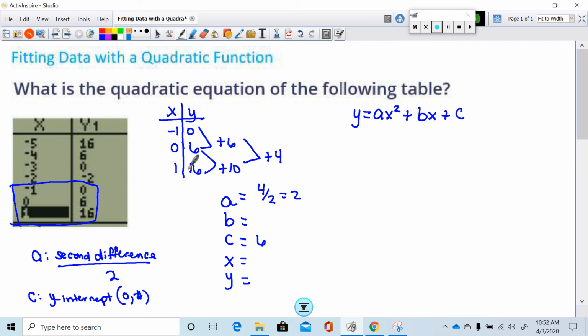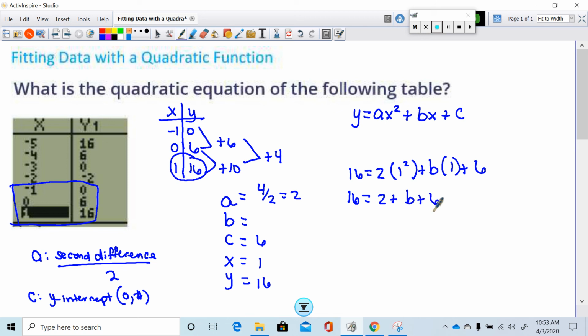Now for x and y, you choose any point. Don't choose the y-intercept because you've already used that. I'm just going to choose the one with positive numbers, 1 and 16. So now you have everything except b, but we can do that algebraically. I'm going to plug all of my information into the standard form of the quadratic function. So y is 16 equals, a was 2, x is 1, I square it, plus b, which we don't know, times x is 1, and then c was a positive 6. So 16 equals 2 plus 1b plus 6, or 16 equals b plus 8, because 2 plus 6 is 8. I subtract 8 from both sides, so b is equal to 8.